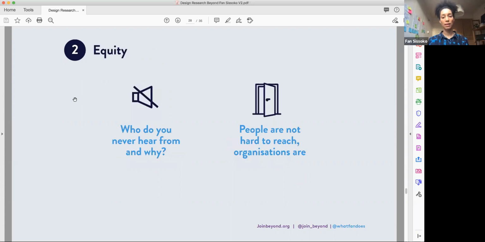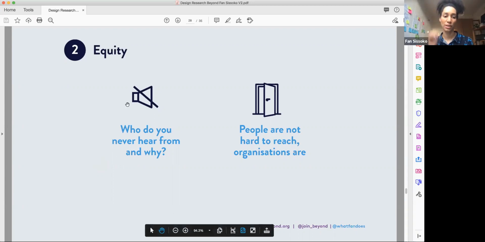And then equity. So who do you never hear from and why, and how can you make sure that they are part of your research, and that in the way you design your research, you're actually giving them some kind of agency or power? So they're not just, again, what I just said, being researched and done to, and then let's move on to the next project, but they actually feel a sense of power in your process.